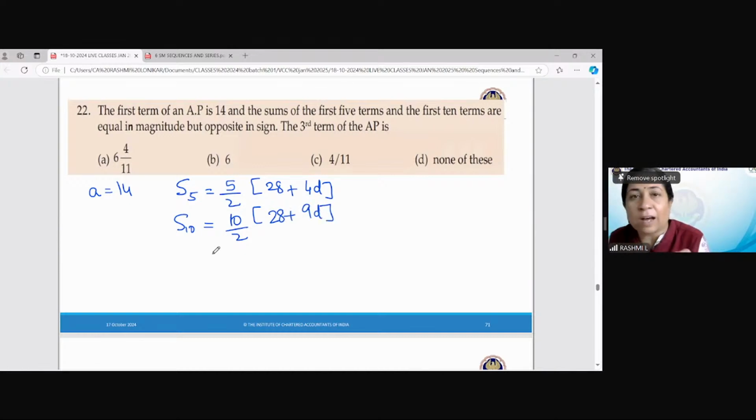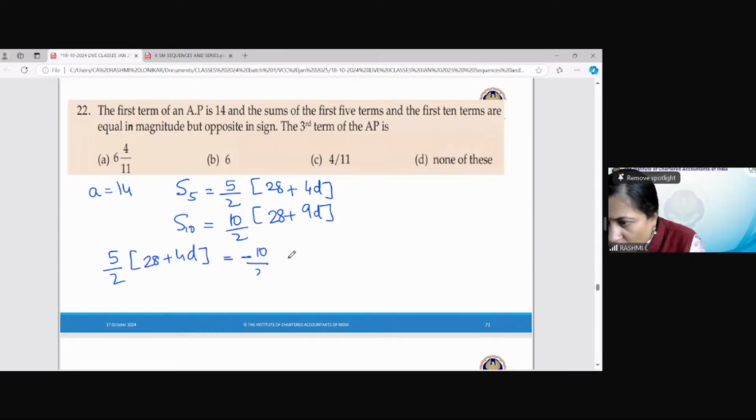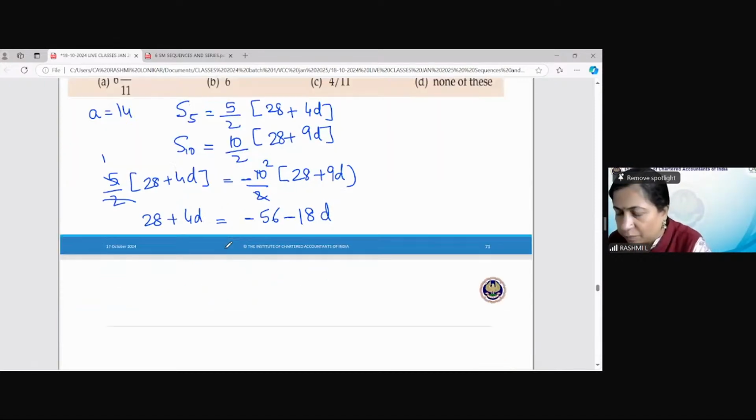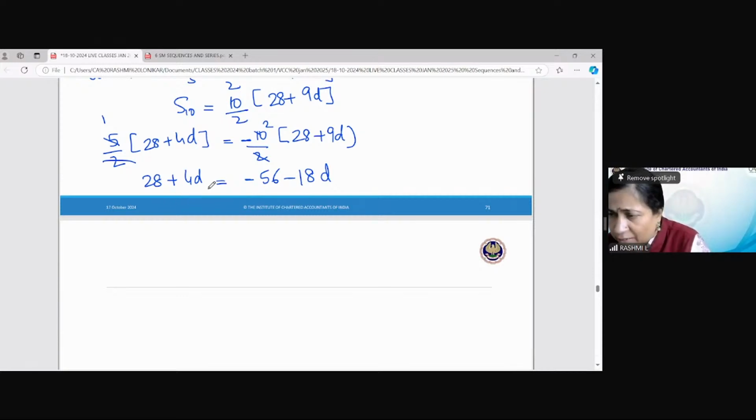अब ये क्या बोल रहे हैं, इन दोनों का मैग्नीट्यूड सेम है, ऑपोजिट इन साइन, सो 5/2 28 plus 4D is equal to -10/2 28 plus 9D. ये 2 है ना, वो कैंसिल कर देंगे, 5 1 जा 5 2 जा, तो ये क्या हो गया 28 plus 4D is equal to -2 into 28 कितना हो गया -56, 2 into 9 हो गया -18D. Okay, so I am getting 22D, ये -18 इधर लाए तो 22D is equal to -56 -28.